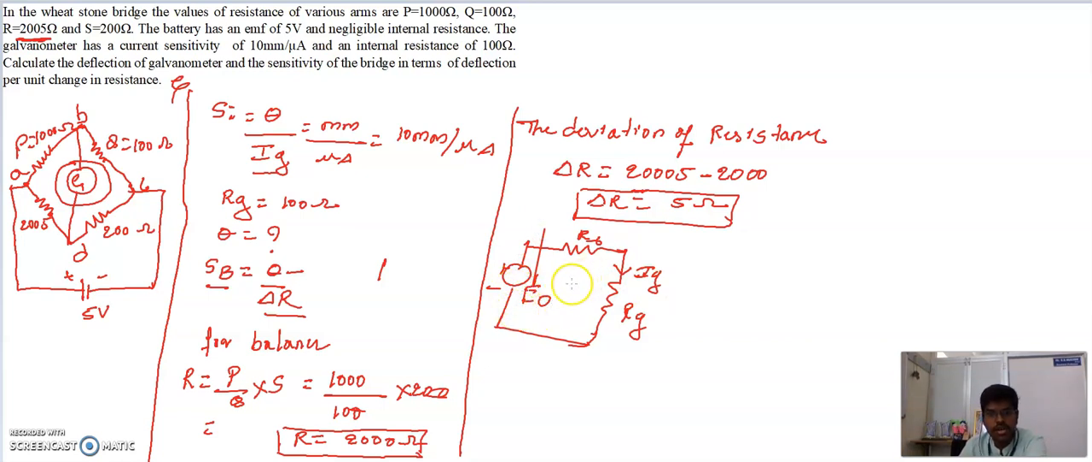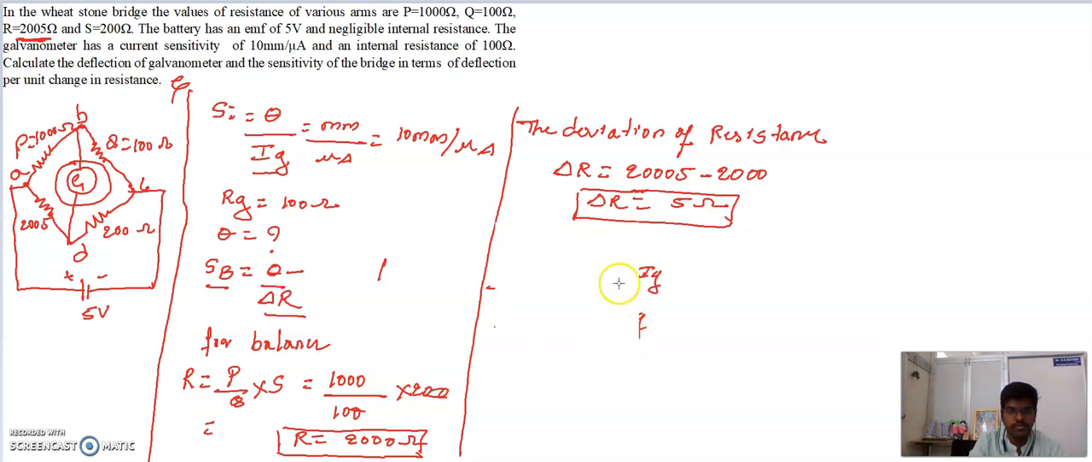Okay, then we go for R naught and Rg. Got it? So to find the value of E naught, we have Thevenin's voltage equation. What is the equation? E naught equals E into bracket Rs divided by R plus S minus P divided by P plus Q.